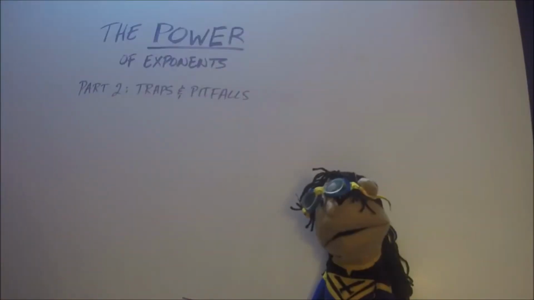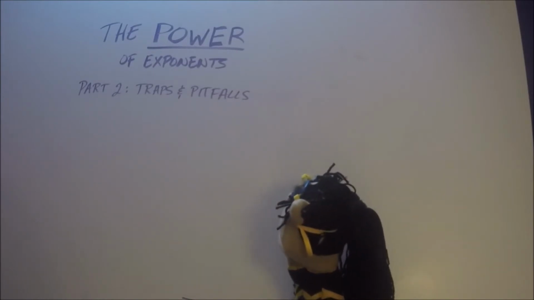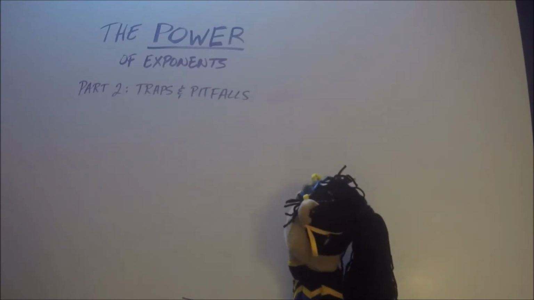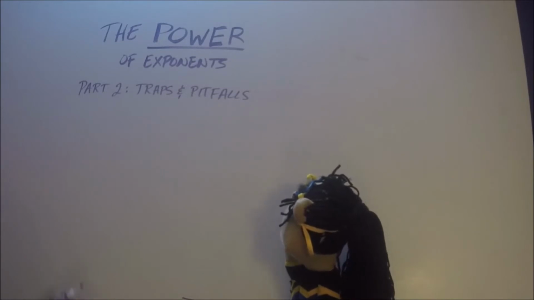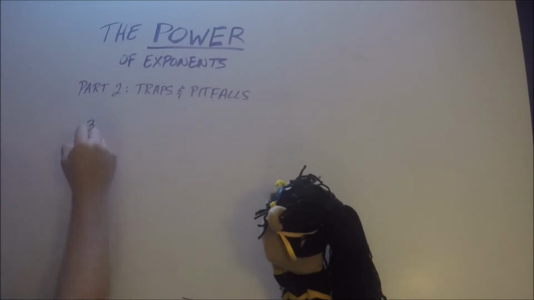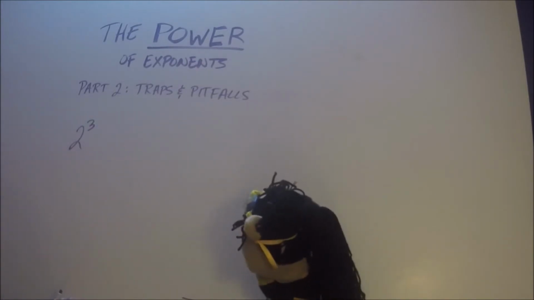All right, and we're back. Part 2, traps and pitfalls. Now, the reasoning behind working on a video like this is that we want to prevent you from making common mistakes that happen all the time when we're talking about numbers in exponent form. One of the most common ones is that people will say 2 to the 3rd power makes 6 almost 80% of the time when they don't know any better.